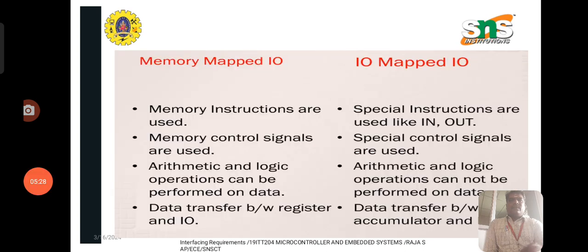In this YouTube video, I have discussed the basic requirements of interfacing with the 8086 microprocessor, and also the comparison between memory mapped IO and IO mapped IO. In the next video, I am going to discuss the programmable peripheral interface, that is 8255.